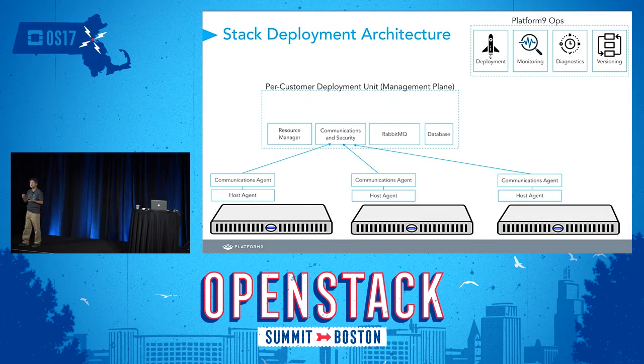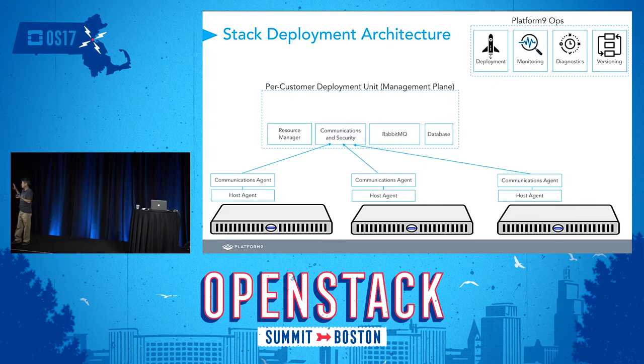To give you an illustration of how it works, when you deploy Platform9, for example, on your bare machines, what you're going to do is you install a Platform9 host agent, which is shown here at the bottom, and you put that on every machine. It's completely zero configuration, so it's just like a package. You install it, it runs, there's nothing to edit, and it will connect automatically to the per customer deployment unit that runs in the cloud. This is the control plane that I was talking about. Okay, so that's the part that we manage.